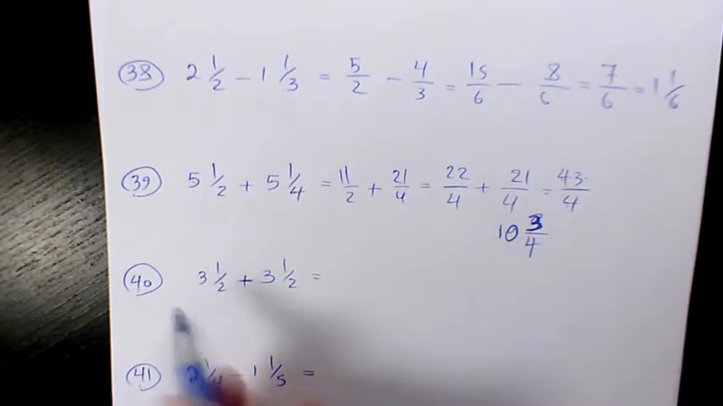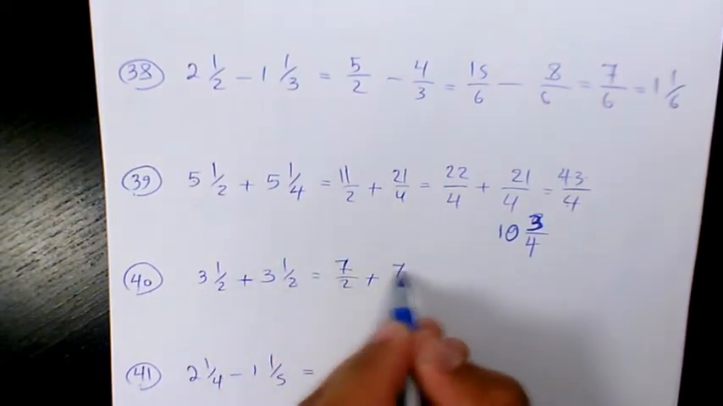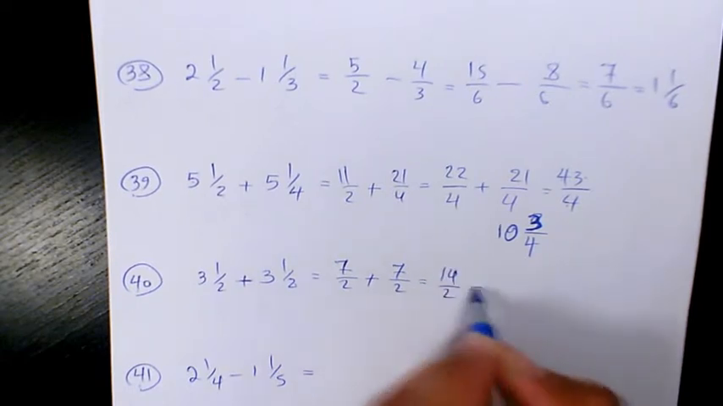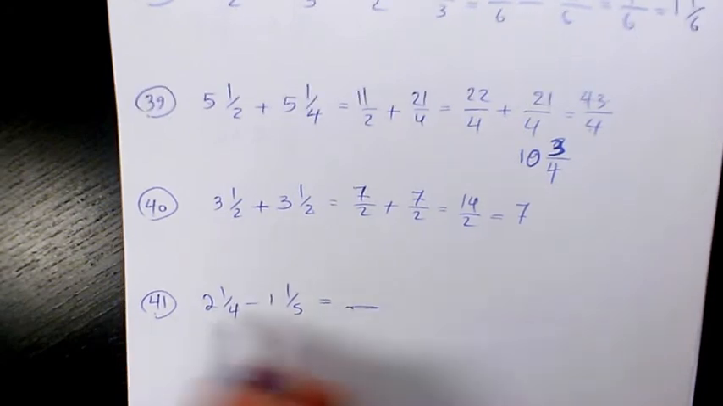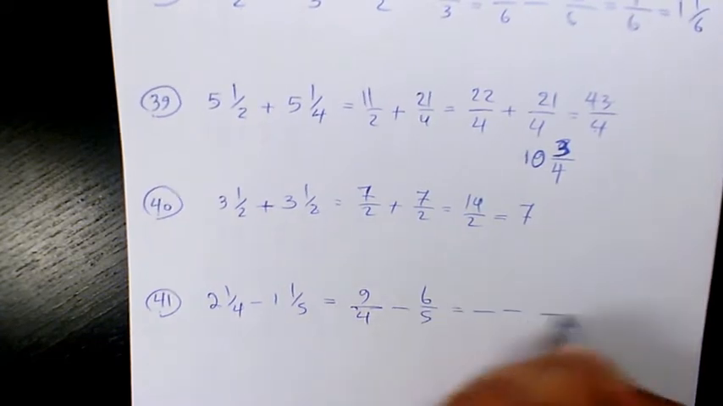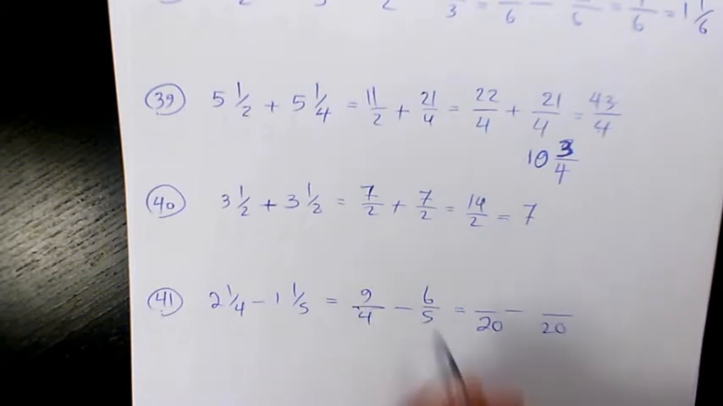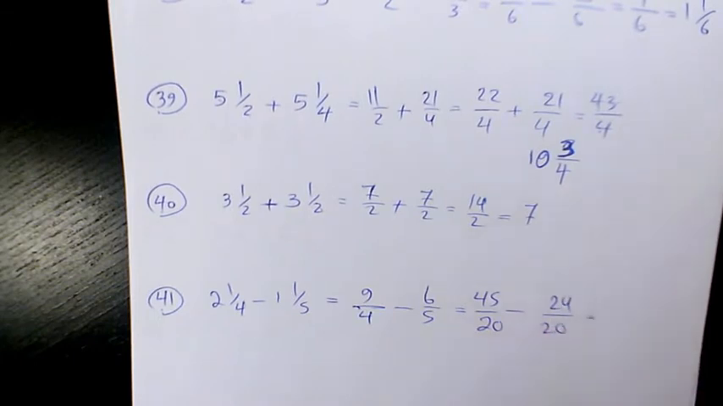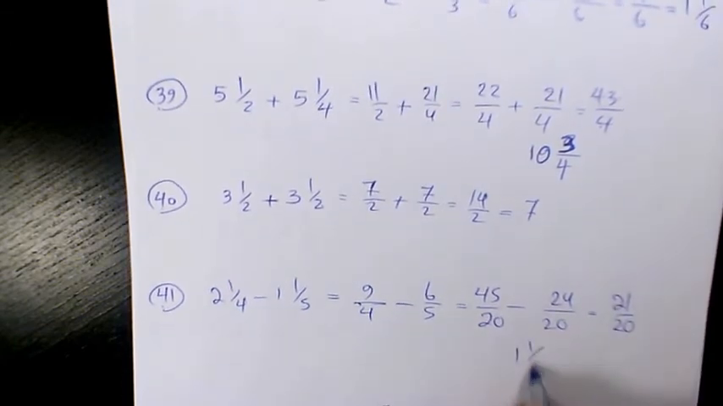Next one, 3 1/2. That's going to be 7 over 2 plus 3 over 2. That's the same thing. That's going to be 14 over 2, which is going to be just 7. 2 1/4. That's going to be 9 over 4 minus 1 times 5 plus 1 is going to be 6 over 5. Then you do the common denominator. 4 times 5, 20. 9 times 5 is going to be 45. 5 times 4, 20. 6 times 4, 24. 45 minus 24, that's going to be 21 over 20, which is going to be 1 1/20.